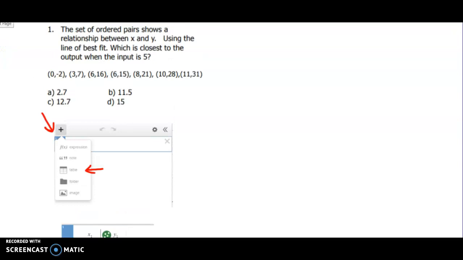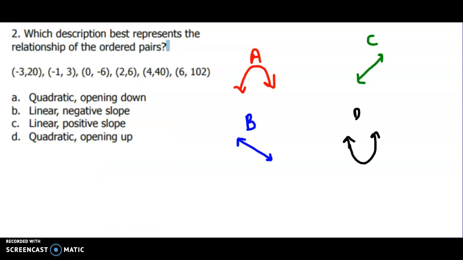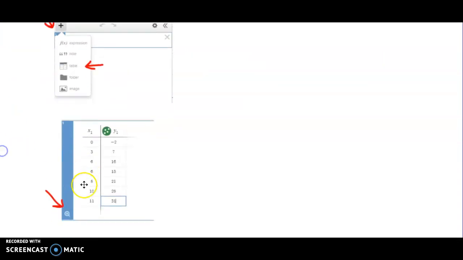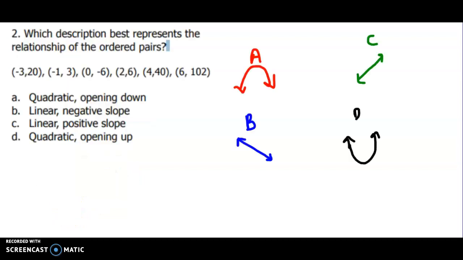Make sure you pause this video and you actually do it on your own too, so you know how to do this. All right, number 2 says which description best represents the relationship of the ordered pairs. So what you would have to do is type these points in on your own in Desmos. Remember, you go to the plus sign, you add your table, and then you just start typing in your points, and you click on the magnifying glass, and it'll show you the points.